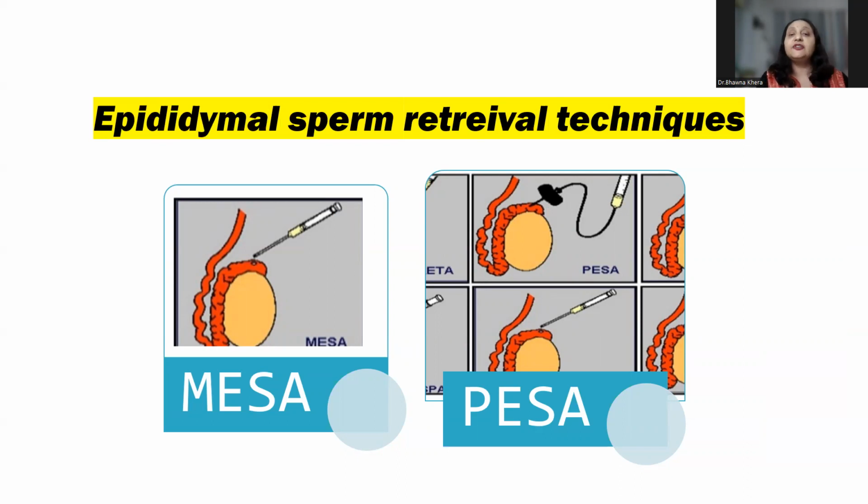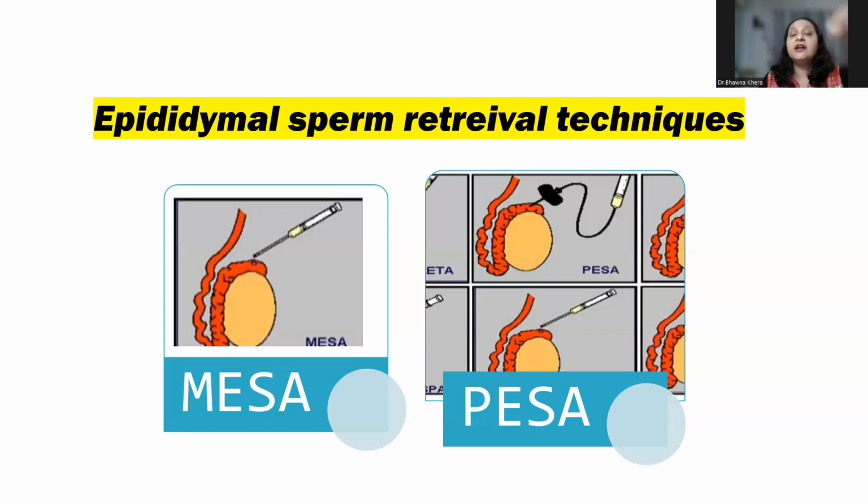Now, these are the techniques of sperm retrieval. Either you do sperm retrieval from the epididymis, or you do sperm retrieval from the testes directly. So this is MESA and this is PESA. MESA is microsurgical epididymal sperm aspiration. In this, you give a small incision and then you take out the aspirate. While PESA is percutaneous, so it is through the skin. You just insert a needle through the skin and aspirate it with a syringe.